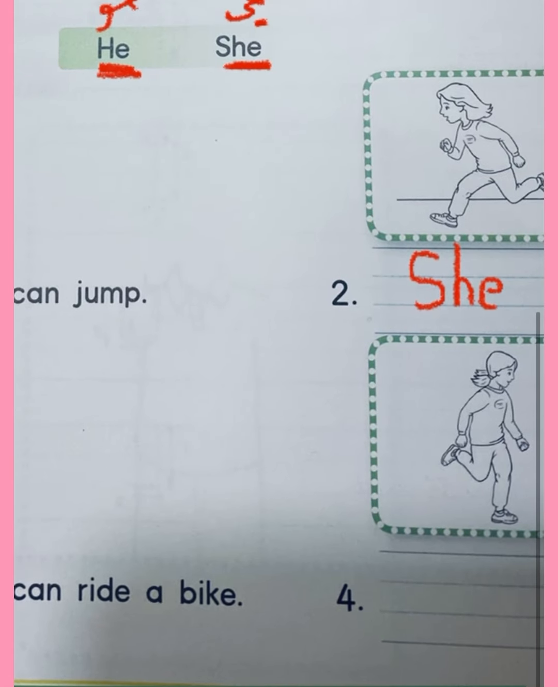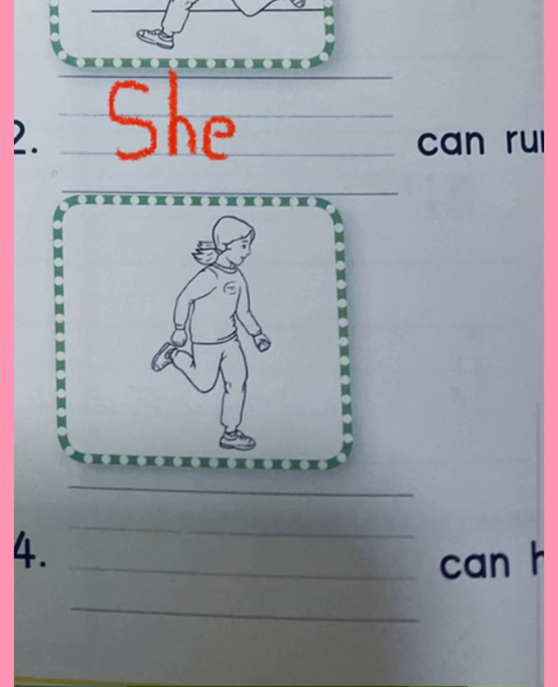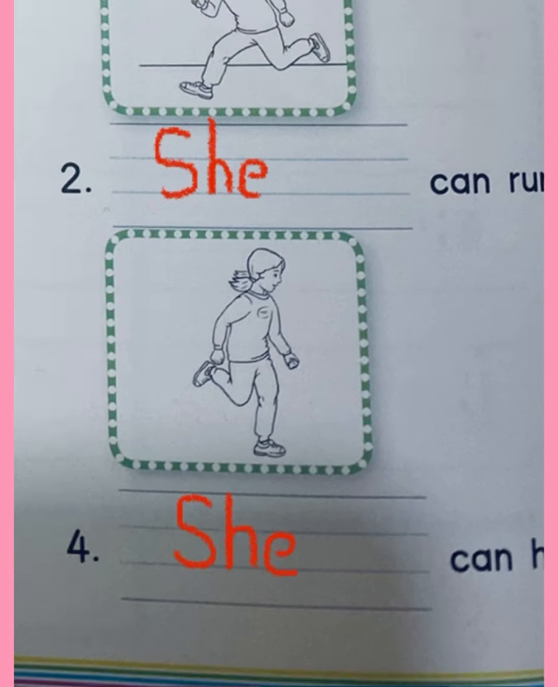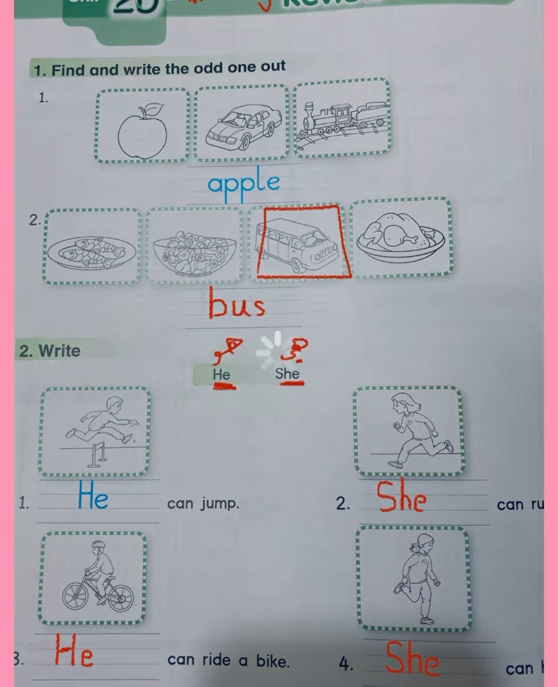Okay, what about the last one? What do we have here? We have a girl. Excellent. He or she? She. Bravo. She can hop. She can hop, she can jump on one foot. She. Okay, so this is for exercise number two.